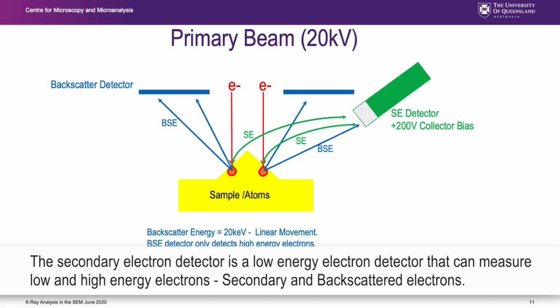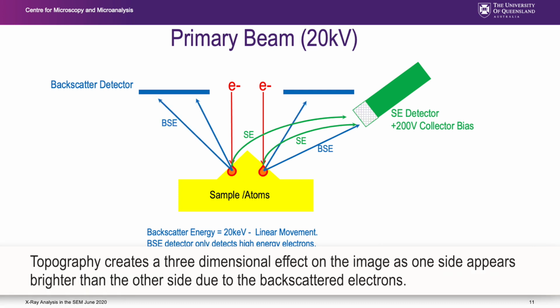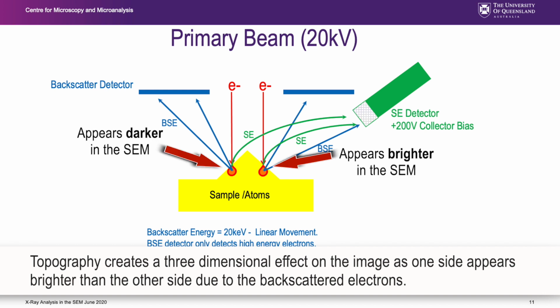It will see both secondaries and backscatters. So if you look at this backscatter electron here, this one is going to hit the detector, and that will be measured by the detector. But because backscatter electrons only travel in straight lines, the backscattered electrons on the right will hit the secondary detector, but the ones on the left will move away from the detector. Basically, with a secondary detector, if you've got topography, one side will always appear brighter than the other side.